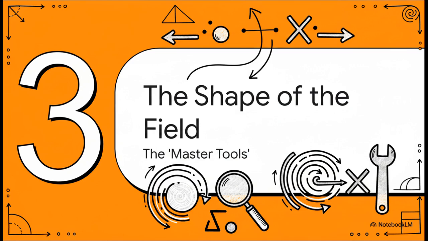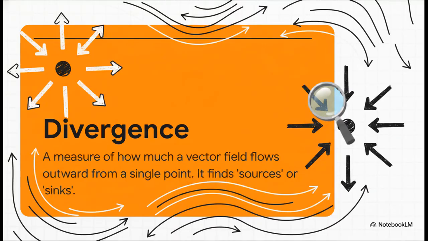Okay, so we've got our words and our grammar. Now let's bring in the big guns. We're going to mix in a little bit of calculus to create our master tools, the things that are finally going to let us see the shape of these invisible fields. Our first master tool is called divergence.